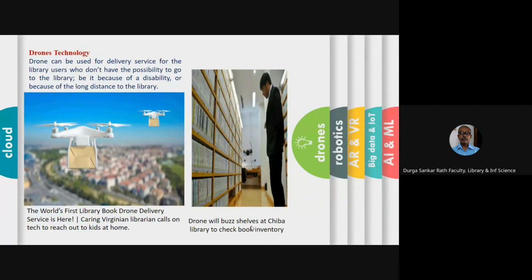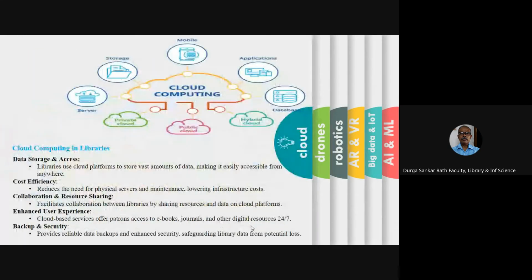Drones will go over the shelves at Taiba library to check book inventory. They go there, take photographs of whatever is available, and send them at the same time to the person in need.